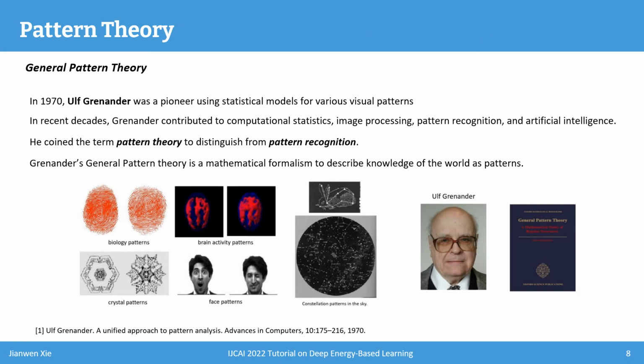In 1970, Grenander was a pioneer using statistical models for different visual patterns. In recent decades, Grenander contributed to computational statistics, image processing, pattern recognition, and artificial intelligence. He coined the term pattern theory to distinguish from pattern recognition. Grenander's general pattern theory is a mathematical formalism to describe knowledge of the world as patterns.